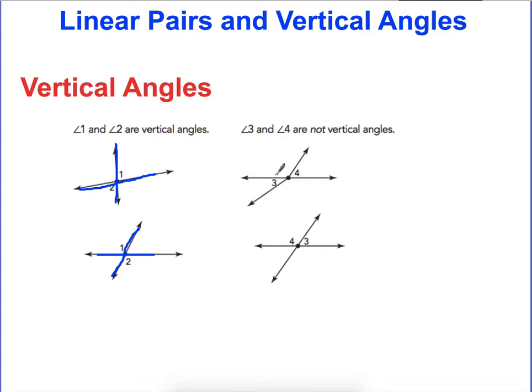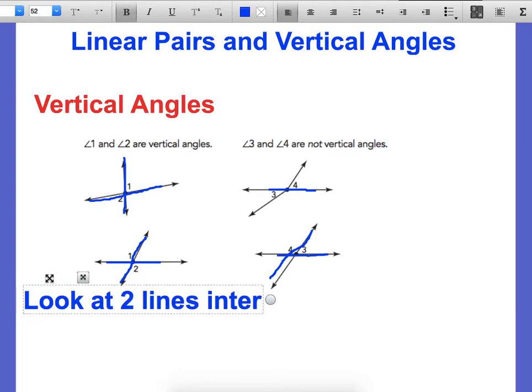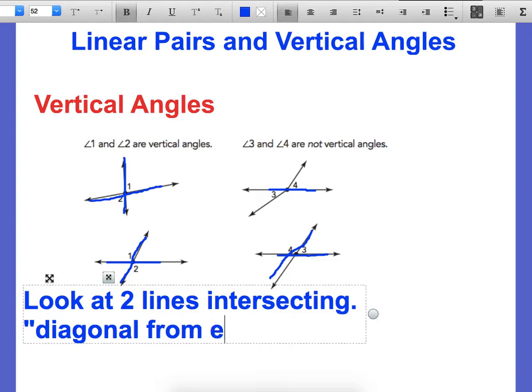And over here, this line, and then these right here, these are two rays actually. If this was a line, it would keep going straight. But these are actually two rays. So right here, we don't have two lines intersecting. Right here, I do have two lines intersecting, but they're not diagonal from each other. All right, so for vertical angles, we look at two lines intersecting. And we think of the angles as being diagonal from each other.